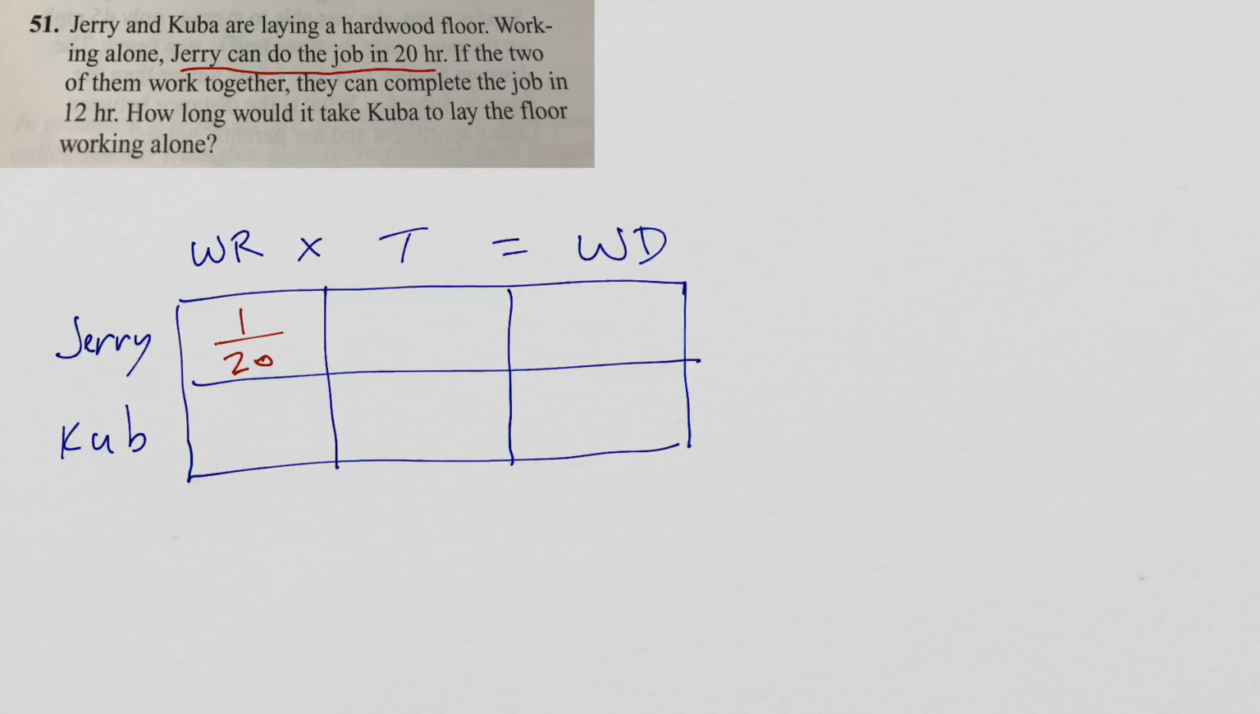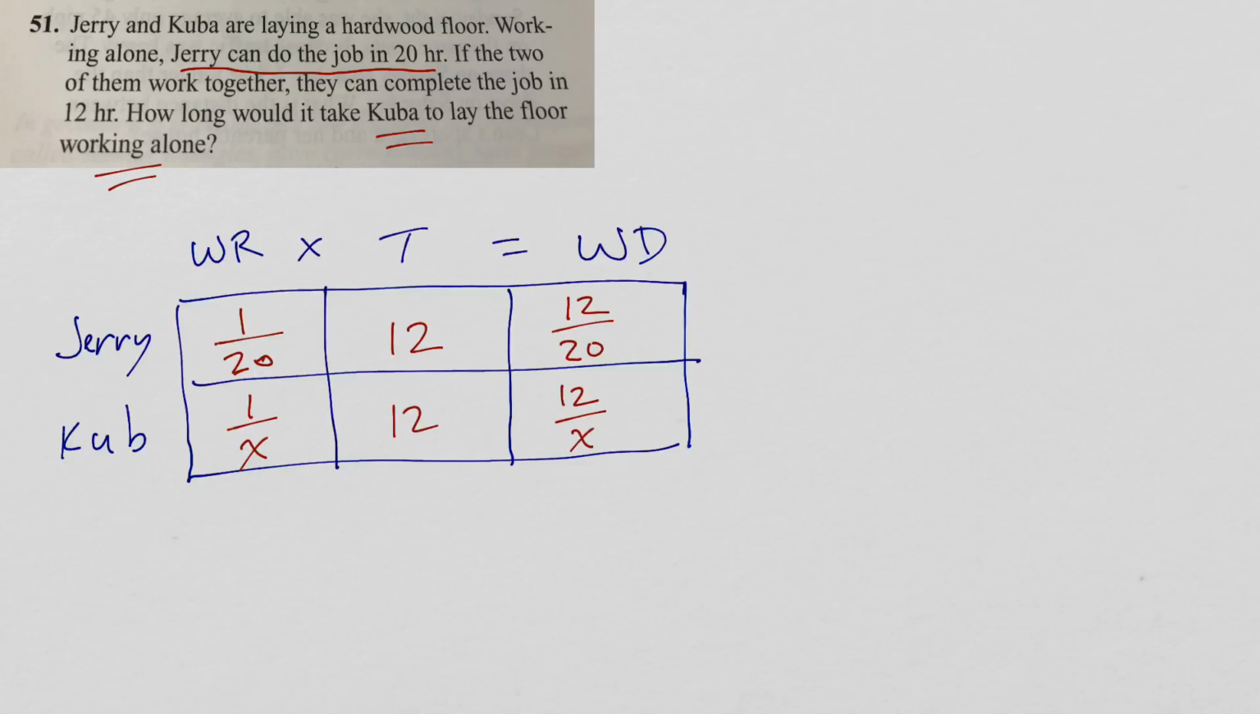If the two of them work together, they can complete the job in 12 hours. So in other words, they're both going to be working for 12 hours. Okay? The question is, how long would it take Kuba to work alone? Well, we don't know the amount of time. So Kuba would take x hours. Therefore, Kuba's rate is 1 over x. So when I multiply across here, I get 12 over 20 and 12 over x.